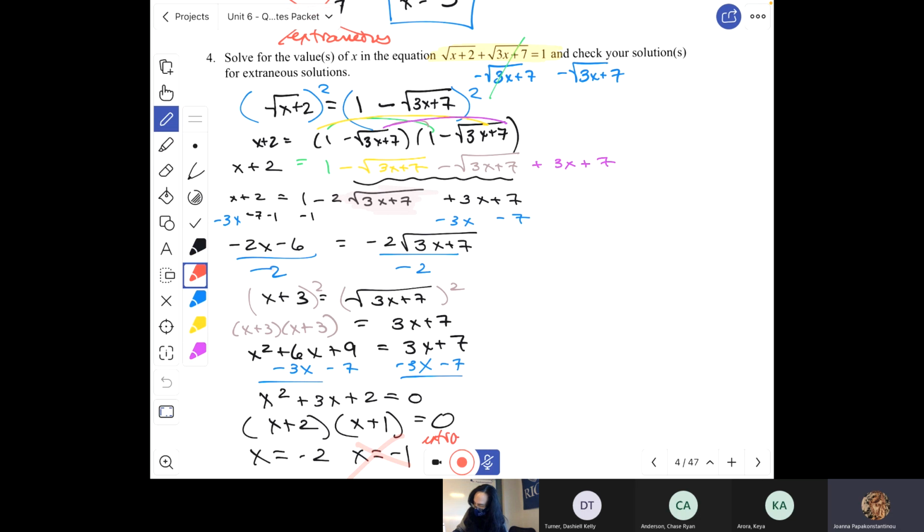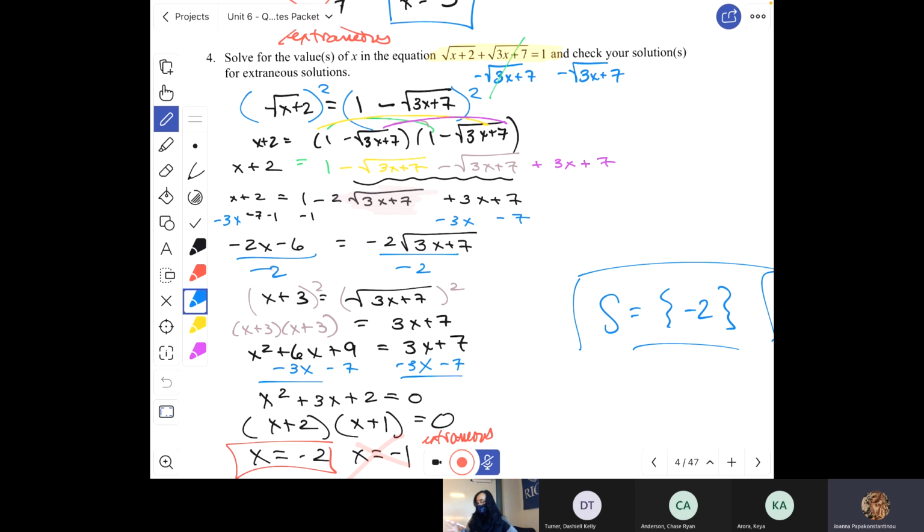Austin is saying it's extraneous. Do we agree with Austin? Yes. Well, of course we do. In this case, we do. So my solution set is just x equal -2. -2 is the solution to this, right? And again, you can give it to me as x equal or in the set, I don't care.